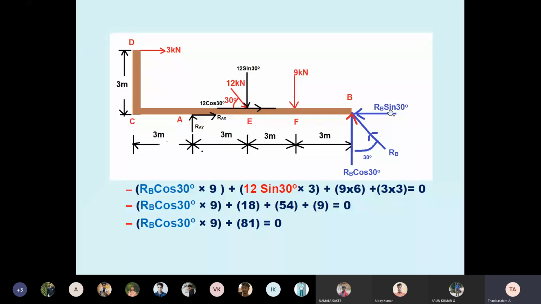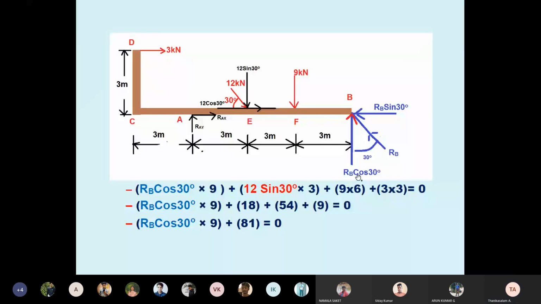And also RB sin 30, students. RB sin 30 here, but the arrow mark goes to A point, so RB sin 30 does not give moment. RAY does not give moment. RAX does not give moment. 12 cos 30 does not give moment. Therefore, other forces, what is 3 kilonewton at D, students? I am taking moment first.